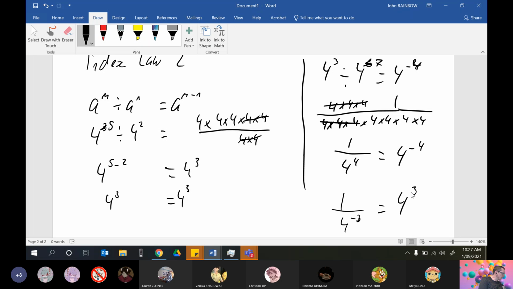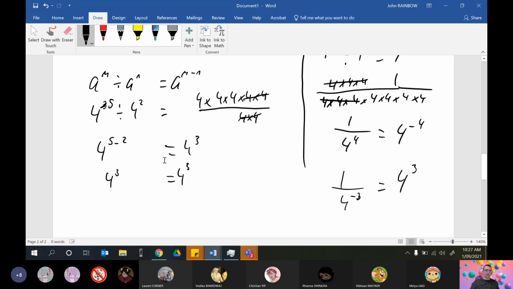I know it's dealing with negative indices, so it doesn't matter. That's not till later on when we start dealing with it. But just a bit of a brief intro to that one. So don't worry if you get negative indices. We will look at this a bit later. So it's index law 1, which is really about doing this.